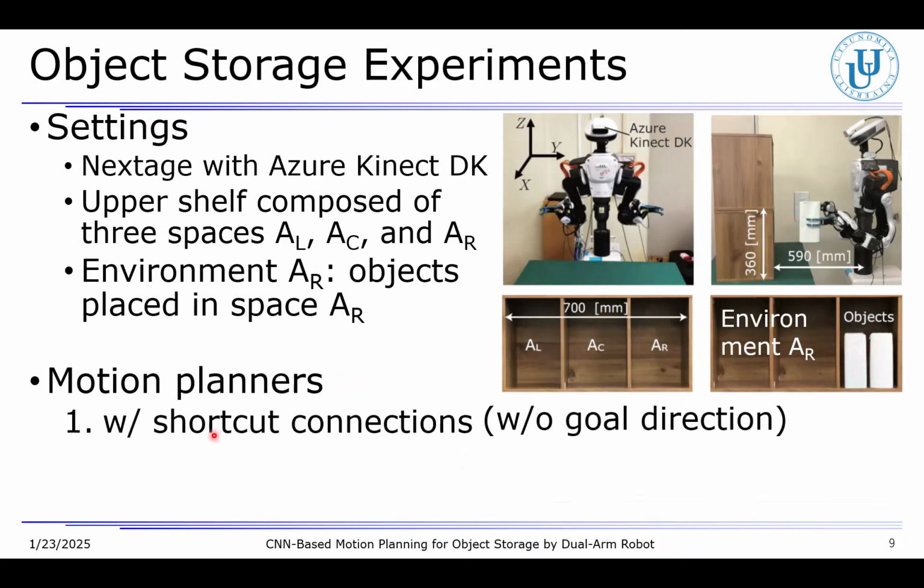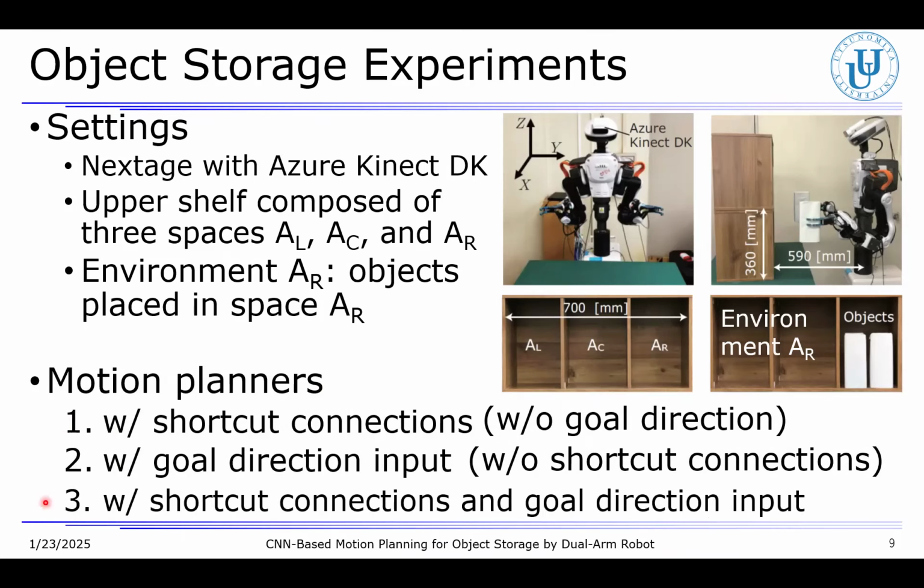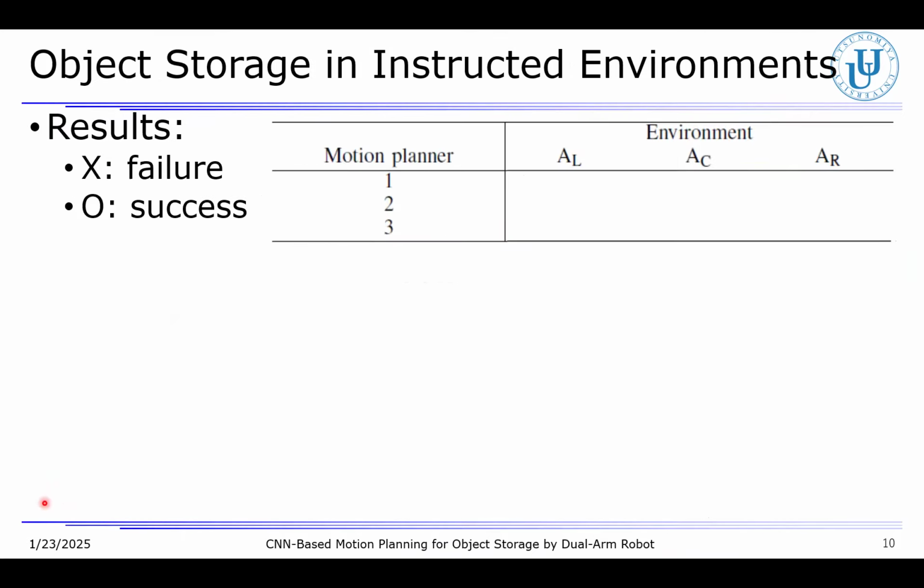In the first one, shortcut connections are only applied to the convolutional layers. In the second one, goal directions are used as input in addition to the current hand positions and images. And in the third one, both the shortcut connections and the goal directions are used. Here, let me show you the results of the experiment.